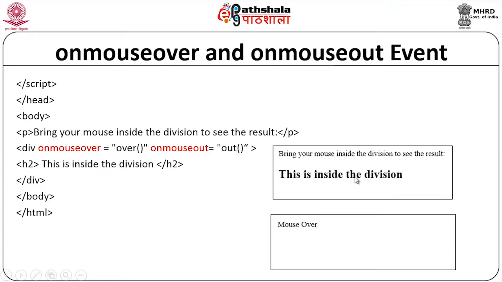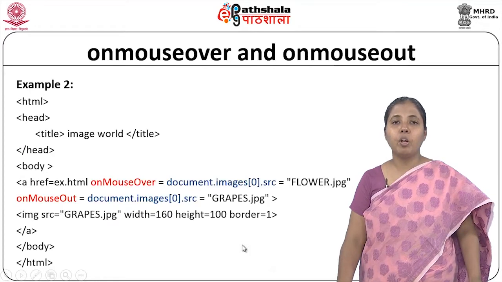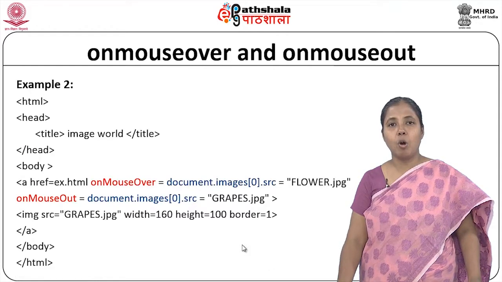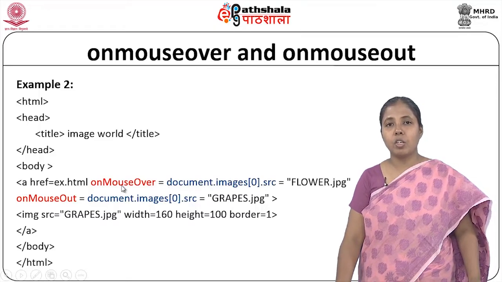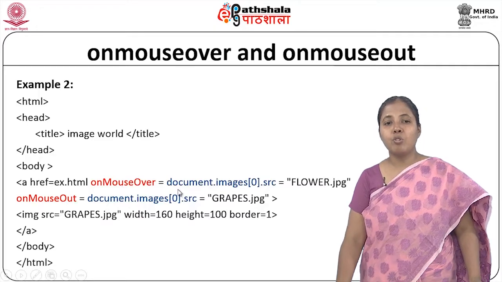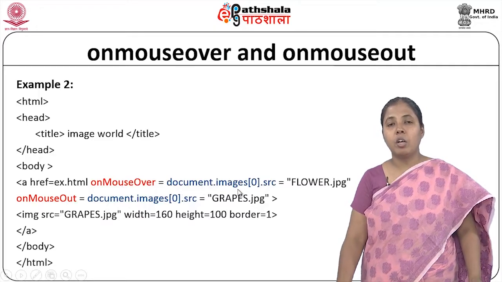When you move your mouse out of the div, then it displays a message as mouse out because it calls the function out. This is another example of how you work with onmouseover and onmouseout. Here you have an anchor tag and you can see onmouseover works with the anchor tag. You try to change the document images, the source of the image.